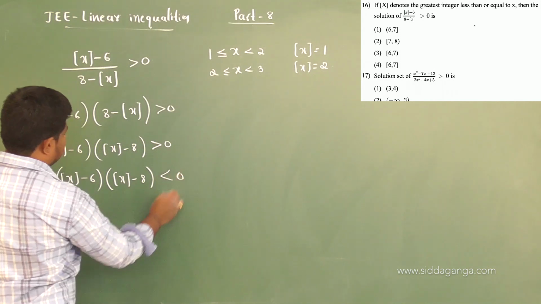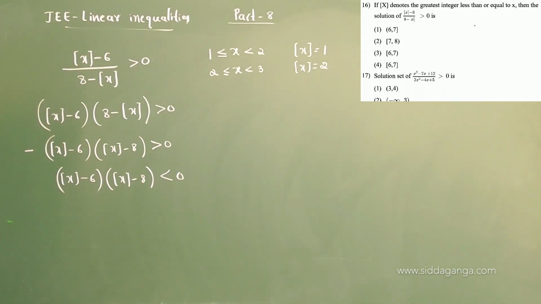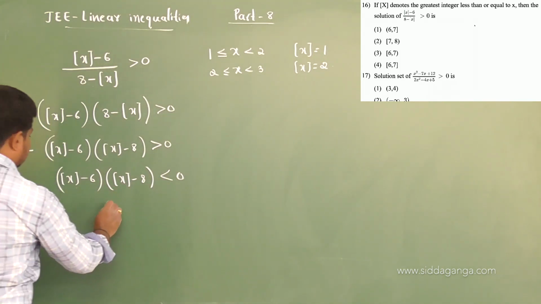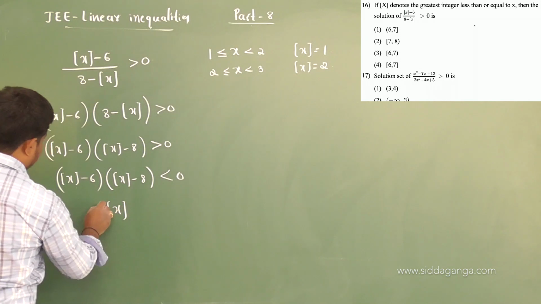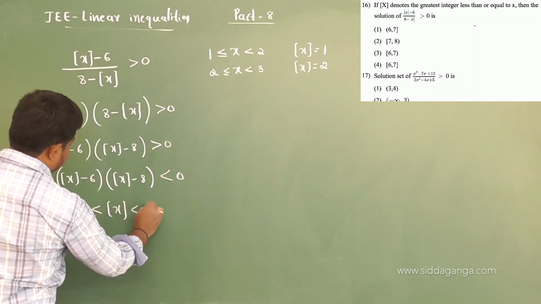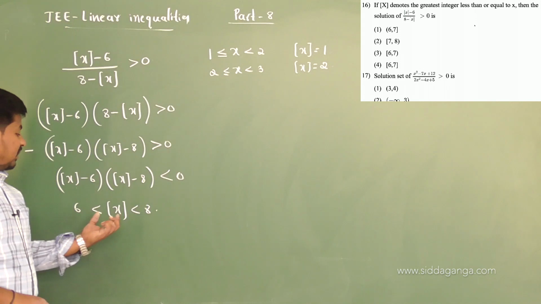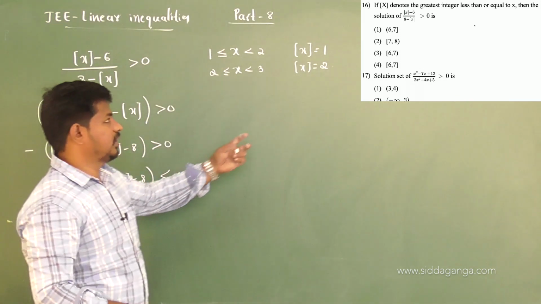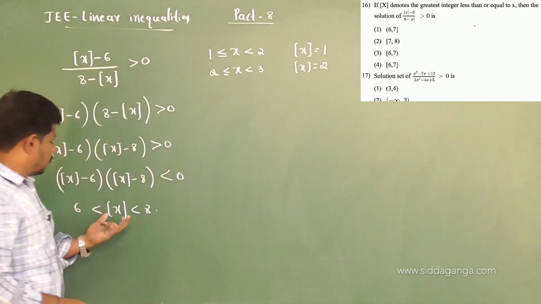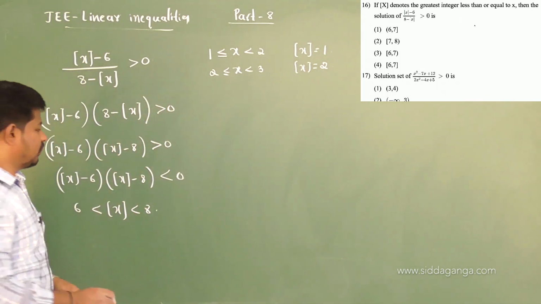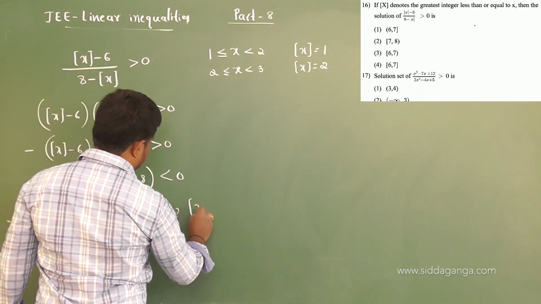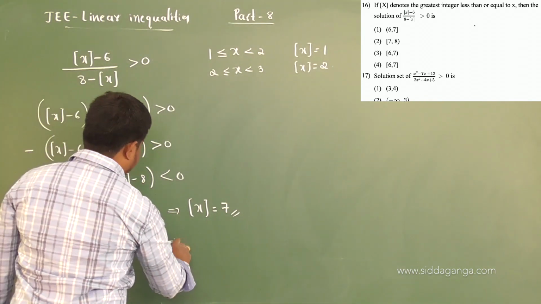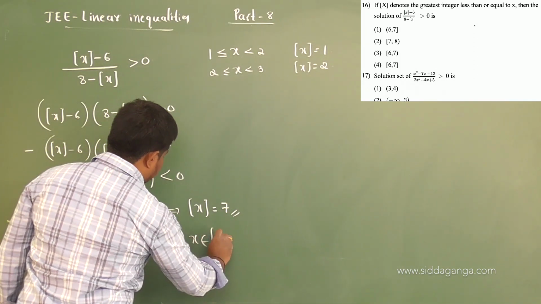It is less than 0 because we multiplied by minus 1 on both sides. So now it is of the form (x minus a)(x minus b) less than 0. So x should be greater than 6 and less than 8. The greatest integer function gives an integer value, right? I think you studied this before. So in between 6 and 8 we have a single integer, that is what? The integral part of x must be equal to 7. For this, x belongs to the values 7 to 6.